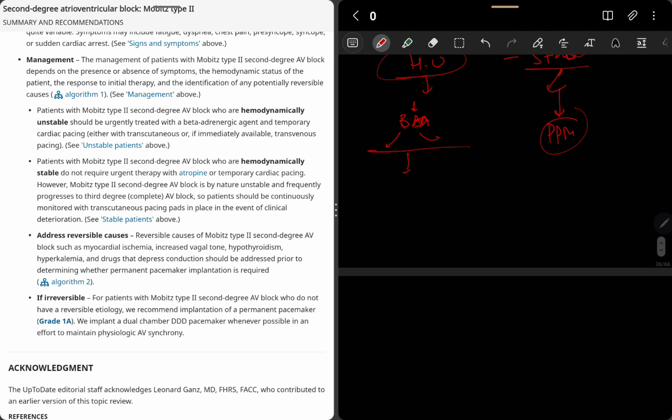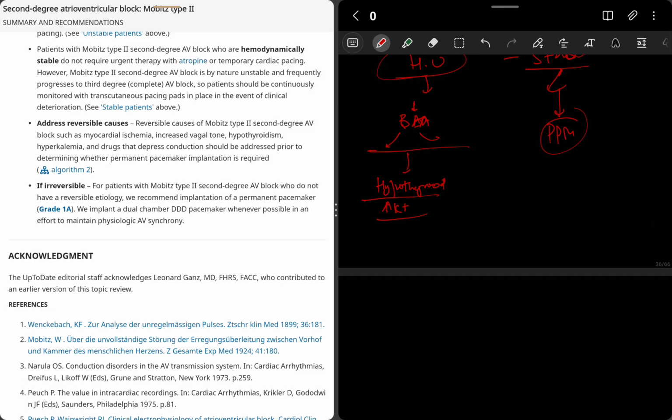Before this, you have to look out for the reversible causes. For example, myocardial ischemia. If that is the cause, go for revascularization therapy, because cardiac conduction abnormalities will revert back to normal. Increased vagal tone, check out for that and treat it. Hypothyroidism, check out for that. Hypothyroidism is a reversible cause. Similarly, hyperkalemia is a reversible cause for Mobitz type 2. If you couldn't find any reversible etiology, then you should go for PPM.